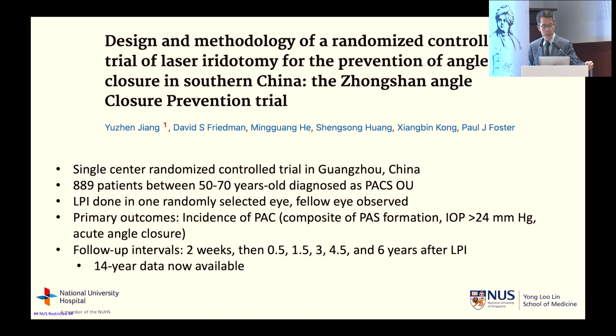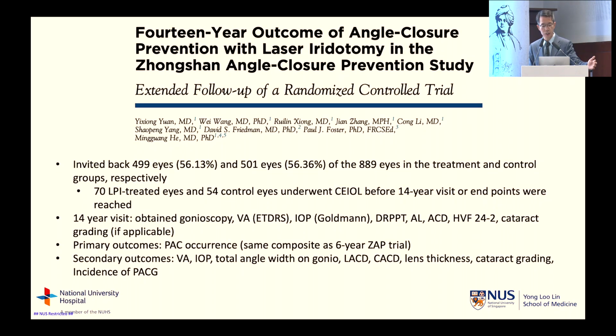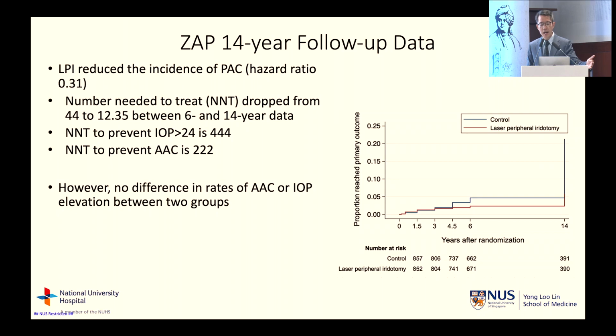And for the interest of time, I won't go through the details of this particular study. But in essence, the study, which is 14-year follow-up data, shows that laser iridotomy does reduce the incidence of progression, right? Progression to what? Progression to PAC, meaning pressure rise or acute angle closure attack. But the number needed to treat is high. To prevent pressure rise, you need to treat 444, and to prevent acute angle closure, you need to treat more than 200 eyes.